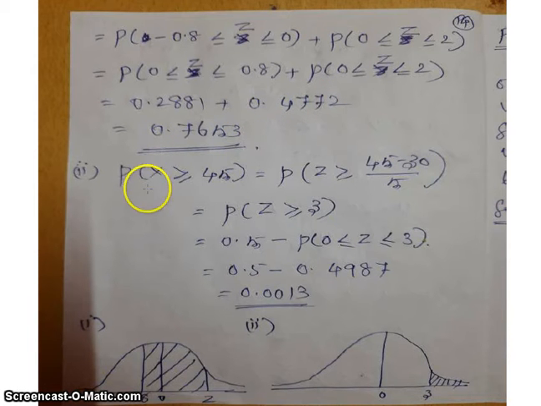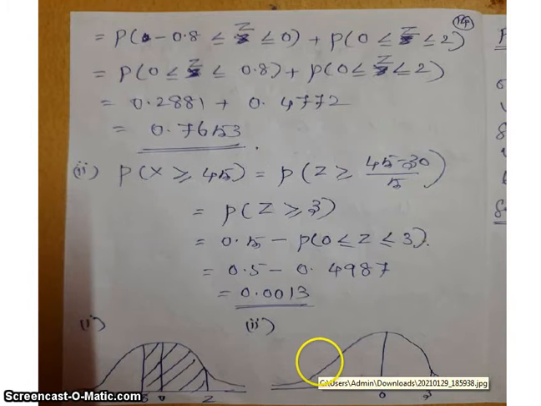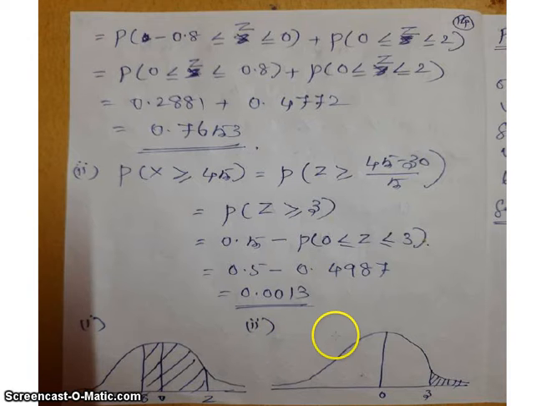Similarly, P of x greater than or equal to 45. This is the x value. You have to calculate the standard normal variate z value. So P of z greater than or equal to 45 minus 30 divided by 5, which is P of z greater than or equal to 3. If you draw this normal curve, this is 0, this is 3. Greater than 3 means beyond 3. So you have to calculate this shaded portion area.